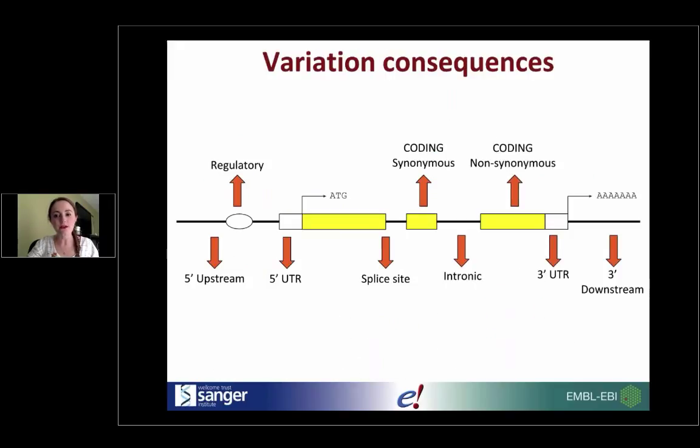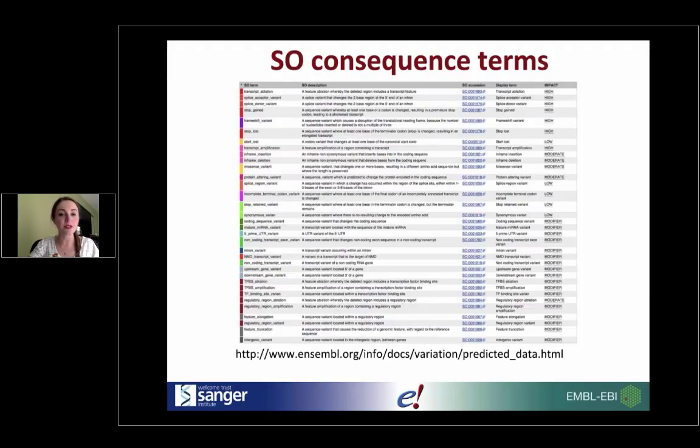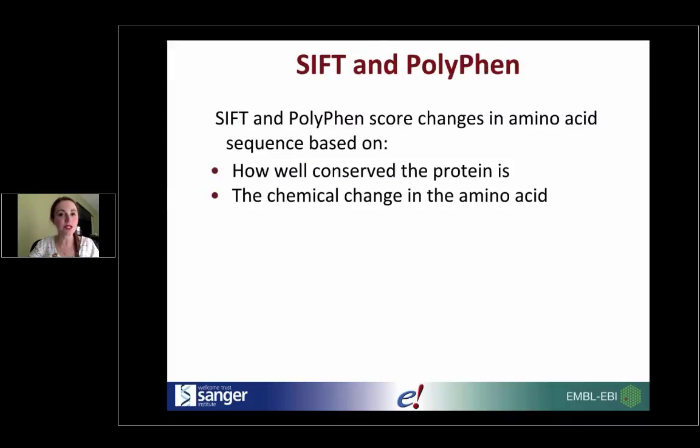And we classify variants depending on the genes they hit and what effect they have on those genes. So whether or not they fall within coding regions, if they change the coding sequence, if they fall in UTRs, splice sites, regulatory features, anything like that. And we assign them sequence ontology consequence terms. So this is standard nomenclature for describing variants. We also predict SIFT and PolyPhen scores on missense variants.